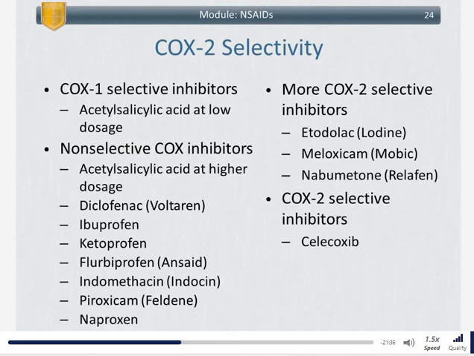And then sometimes it's interesting to know there is such a thing as a COX-1 selective inhibitor, and that's low-dose aspirin, which is why low-dose aspirin is used as a platelet inhibitor, because that's what COX-1 does, for cardiovascular protection.